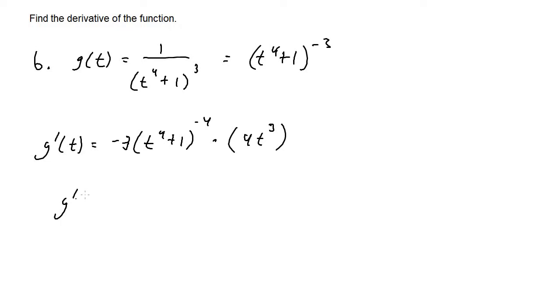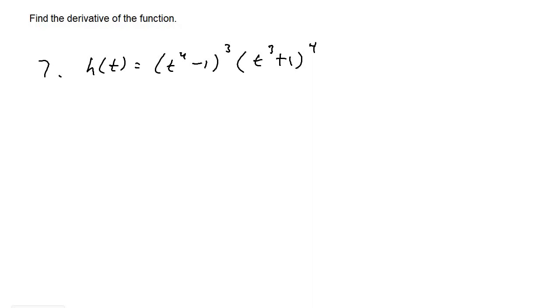So in the final answer for g prime of t, because we have a negative exponent, similar to the previous problem, I'll bring that to the denominator. So then we'll have negative 3 times 4t cubed is negative 12t cubed over, we have t to the 4th plus 1, the entire thing to the 4th power.